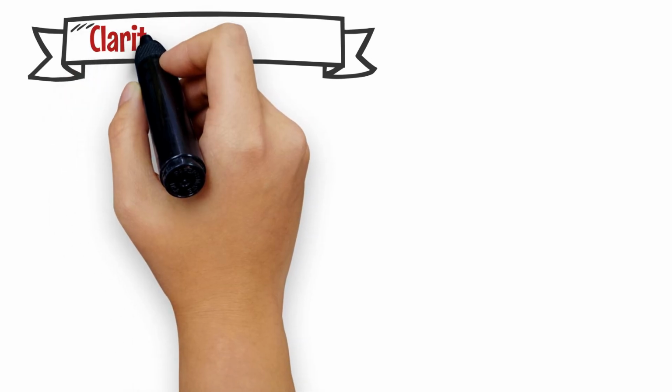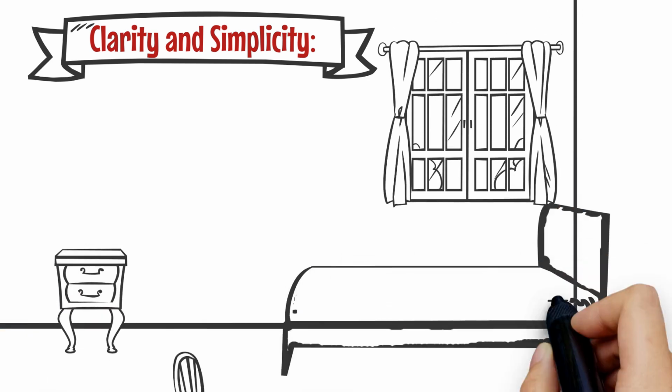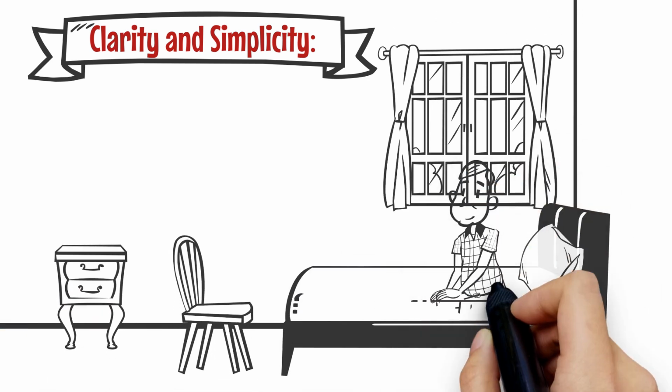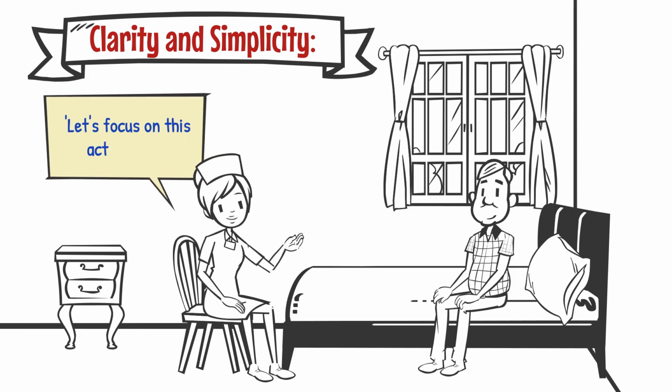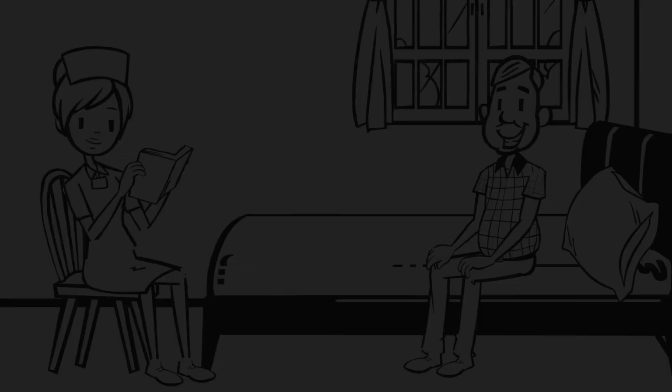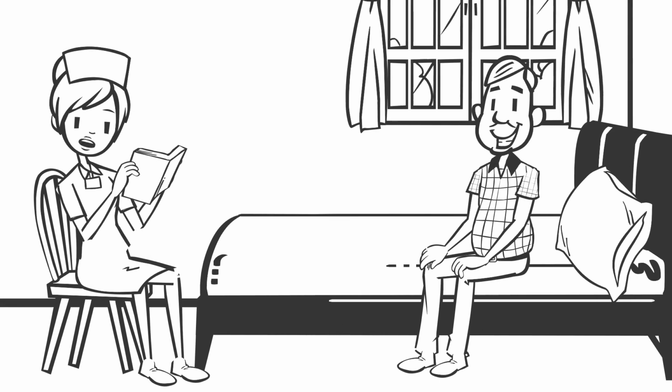Clarity and simplicity. When addressing ISB behaviors, use clear, simple language. For example, instead of complex medical terms, say, "Let's focus on this activity now," to redirect attention. This straightforward approach aids in understanding and reduces confusion.